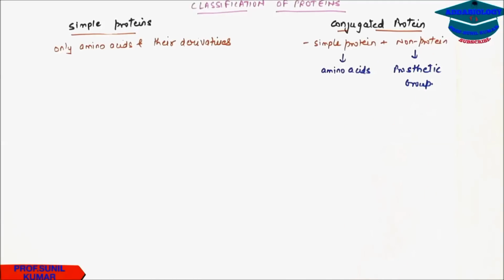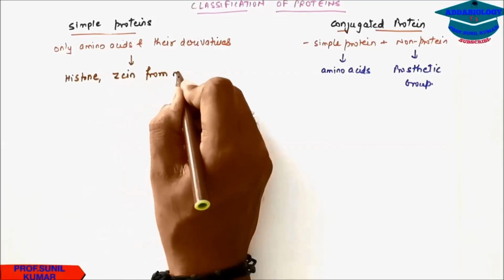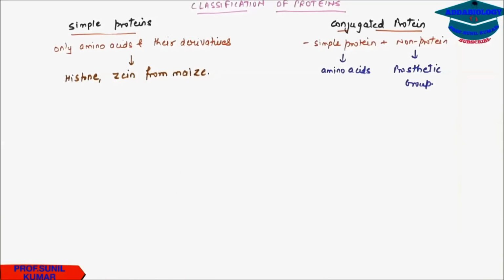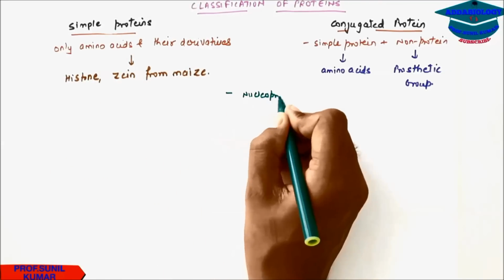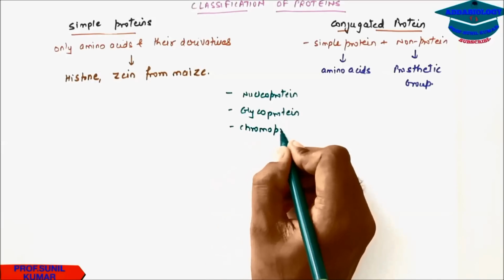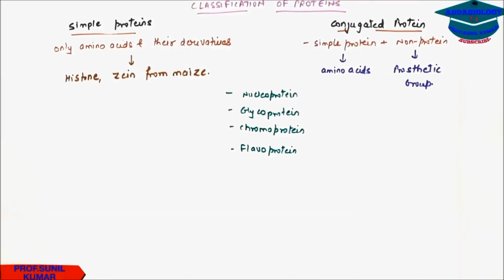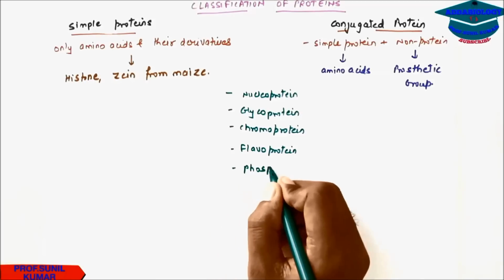Let's take the example of simple protein having only amino acids. It is histone that we see in coiling of DNA, or zein from maize. For conjugated protein, the examples are nucleoprotein, glycoprotein, chromoprotein, flavoprotein, phosphoprotein, and metalloprotein.